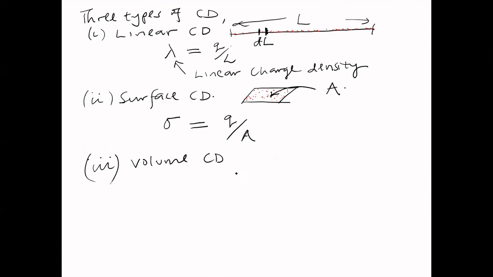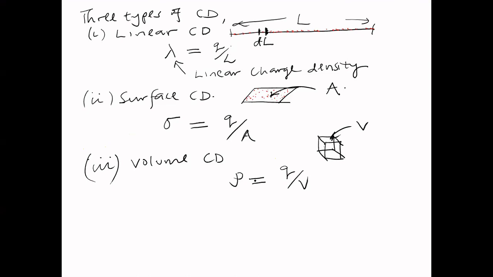The volume charge density, we usually denote it by rho. Sorry, it's actually rho. Rho is equal to the charge per unit volume. So you have a volume such as this one. If you have the charge within that volume, you can speak of the volume charge density as the charge per unit volume.